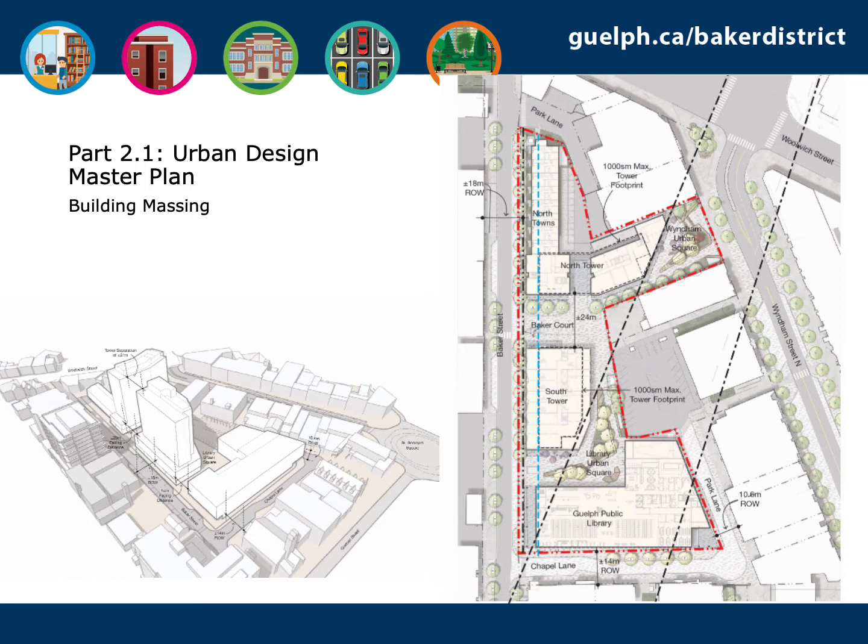The Guelph Public Library occupies the southern end of the site in its own standalone building, flanking Baker Street, Chapel Lane, Park Lane, and visible from St. George's Square.